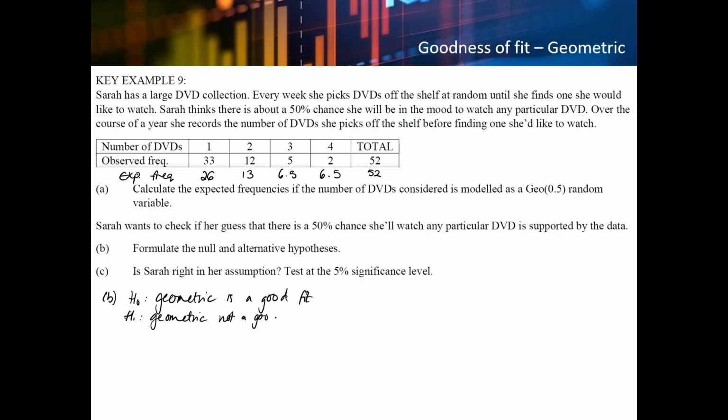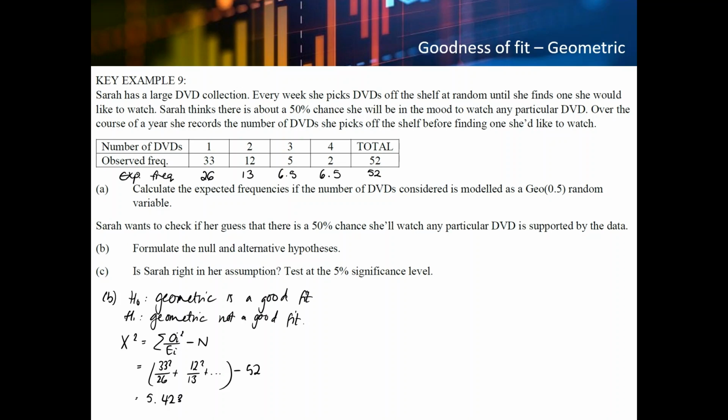We'll calculate our x squared value. Don't forget that's the sum of the individual values squared over the expected value, minus the total number. That's that alternative version of the equation there. So that's 33 squared over 26 and 12 squared over 13 and so on and so forth, minus the 52 that we've got, which is 5.423.